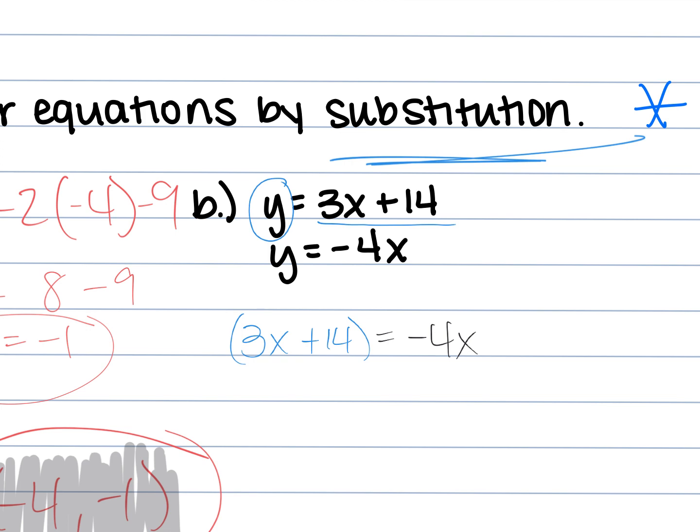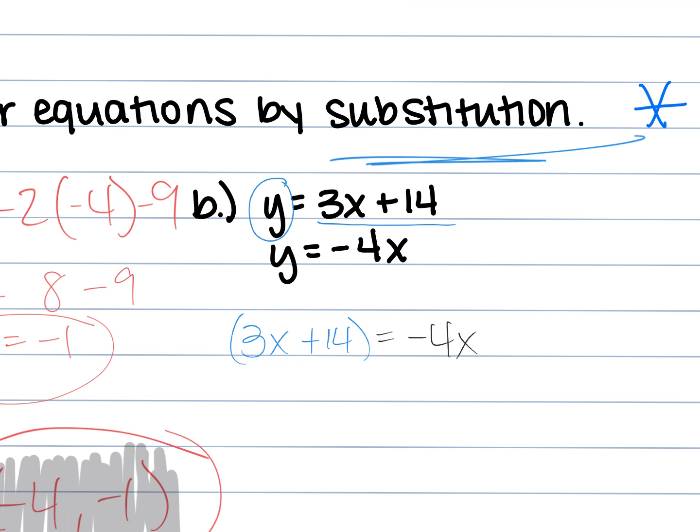Questions so far on the substitution? Yes. I don't get how you substitute. Okay, so you agree that y is the same as 3x plus 14 in this first one? So I'm taking this expression, and I'm replacing this y with this expression. So it's going to be 3x plus 14, where the y was before, equal to negative 4x. Do you see it now?